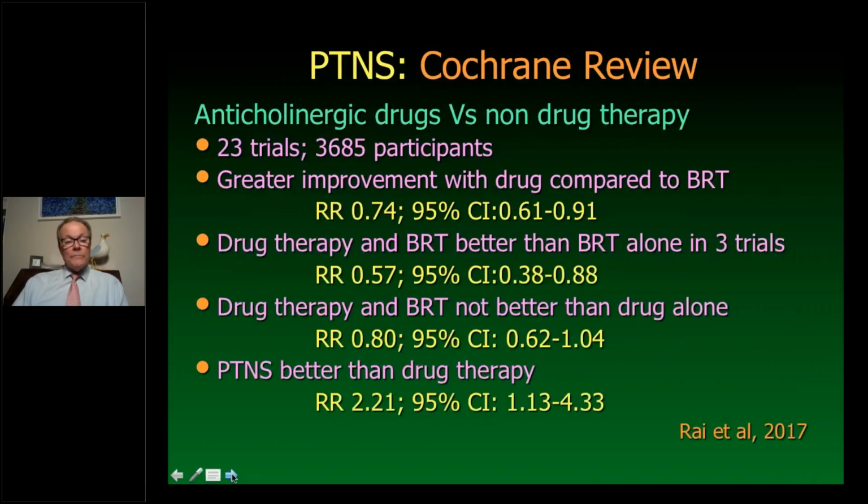If we look at a recent Cochrane review, this is now looking at anticholinergic drugs versus non-drug therapy in 23 trials, with around 3,500 participants. As you can imagine, there was greater improvement with drug as compared to bladder retraining. Drug therapy and bladder retraining were better than bladder retraining alone. Interestingly, drug therapy and bladder retraining were not better than drug therapy alone, which I found particularly surprising. And it was reassuring to find that posterior tibial nerve stimulation was better than drug therapy alone. So I think reassuring evidence from this Cochrane review.